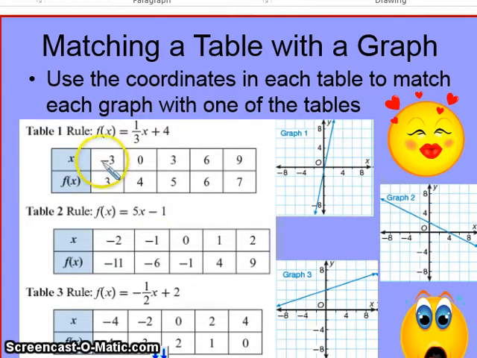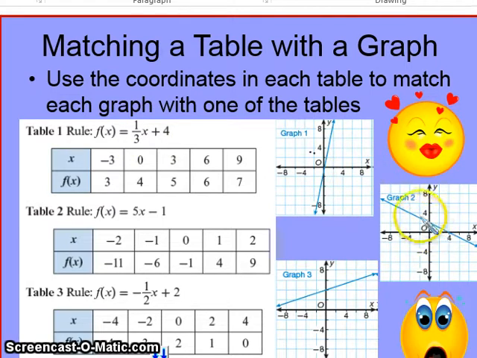Now this says that when x is negative 3, y is positive 3. When x is 0, y is 4. When x is 3, y is 5. When x is 6, y is 6. When x is 9, y is 7. Okay, so I'm going to pick one of these points and compare it to the graphs that I'm given. So let's start with the first point. When x is negative 3, y is positive 3. Okay, let's look in graph 1. Negative 3, 3 should be one of our points if this is the correct graph. So if I go to negative 3, it's about right here. And then if I go up 3, I'm about right here. Notice that point is not on this line. So table 1 does not go with graph 1.